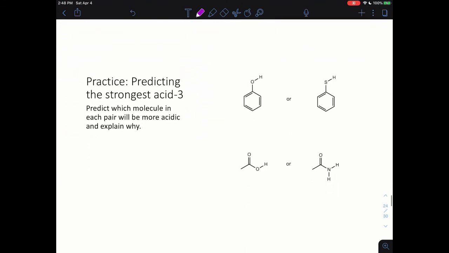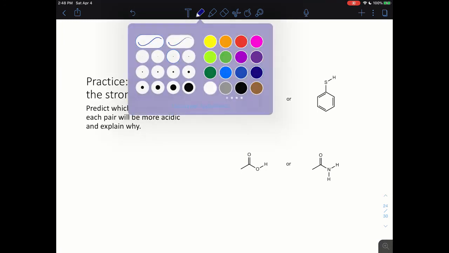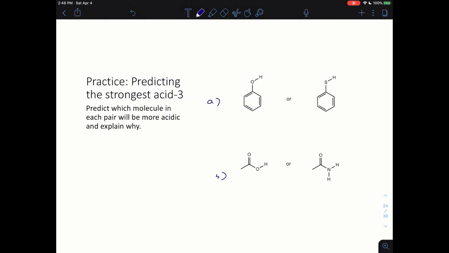Okay, let's try one more time. So go ahead and pause and think about which molecule in each of these pairs, so you have two different questions here, A and B, will be more acidic and why. So we have different main atoms for this first example. So we imagine some base deprotonating, and we end up with these two conjugate bases. So now we need to think about how they're different. They, again, have different main atoms.